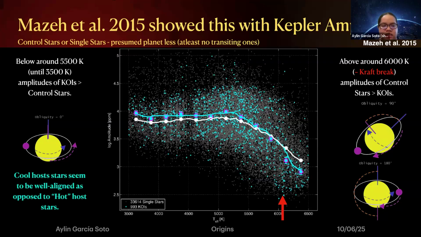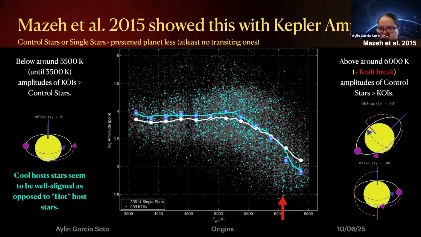So they're like from 0 to, we can't say the number of degrees for obliquity, but that's the idea that they seem to be well aligned. And above the Kraft break, it's the opposite. You see the single stars having larger amplitudes than your KOIs. Something I forgot to mention about the KOIs is that we assume its stellar inclination is 90 because you're seeing the transit. It's not always the case, but it is usually close to 90 degrees stellar inclination.